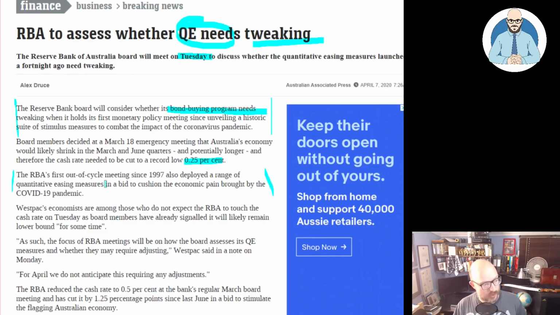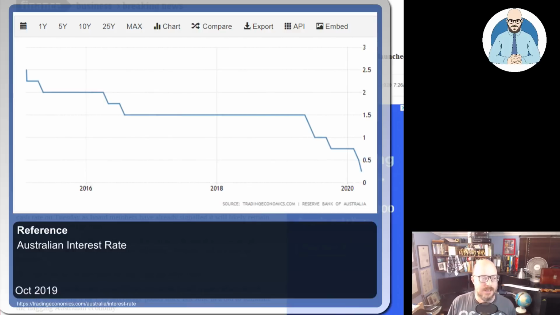And I'll bring up this chart showing you the cash rate. You can see how low we're sitting there, 0.25%. I mean, it's crazy. It really is quite low. Remember, guys, this is an artificial intervention in the market.